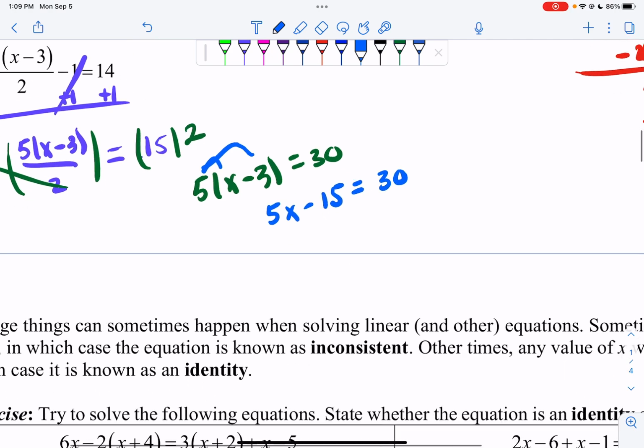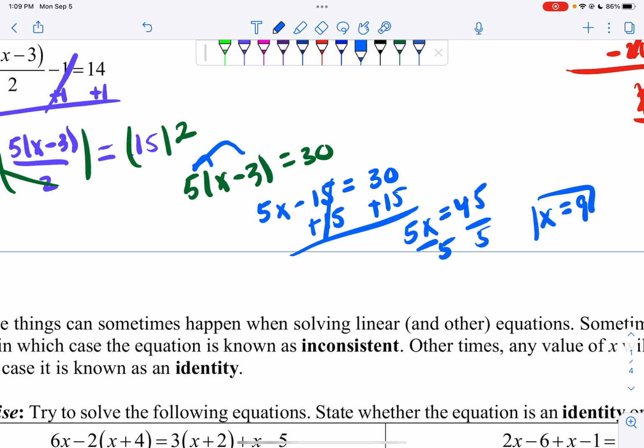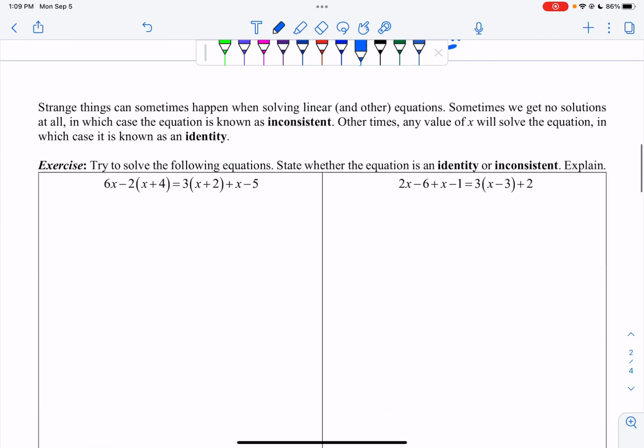How do I get rid of a subtract 15? I add 15. So I get 5x equals 45. And then I ask myself, how do I get rid of that multiply by 5? I divide by 5. So I get x is equal to 9. And that's the front of this handout.